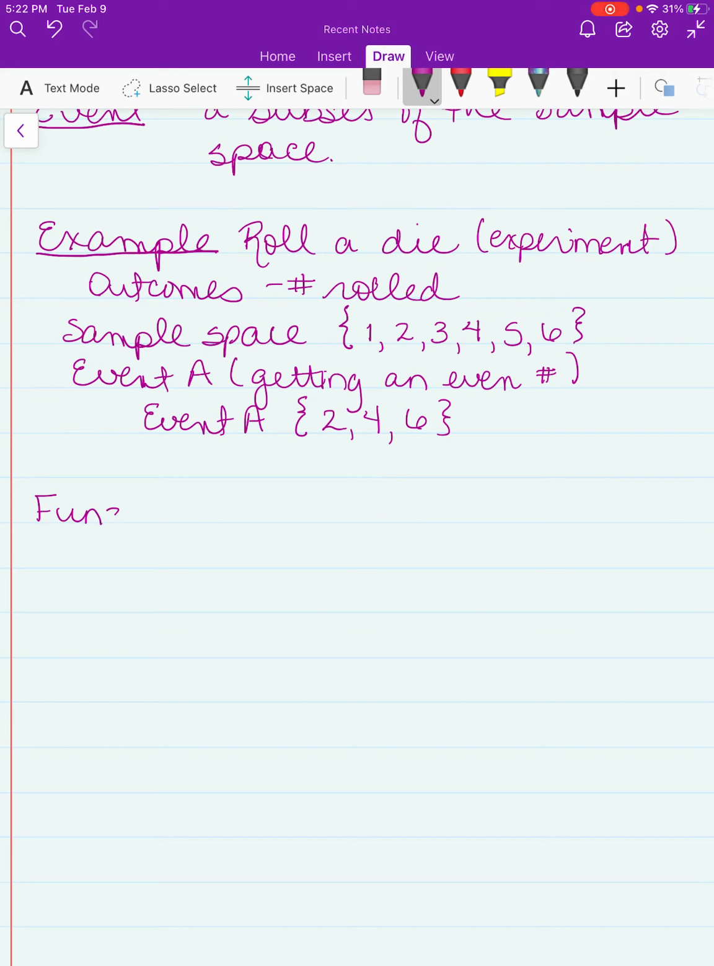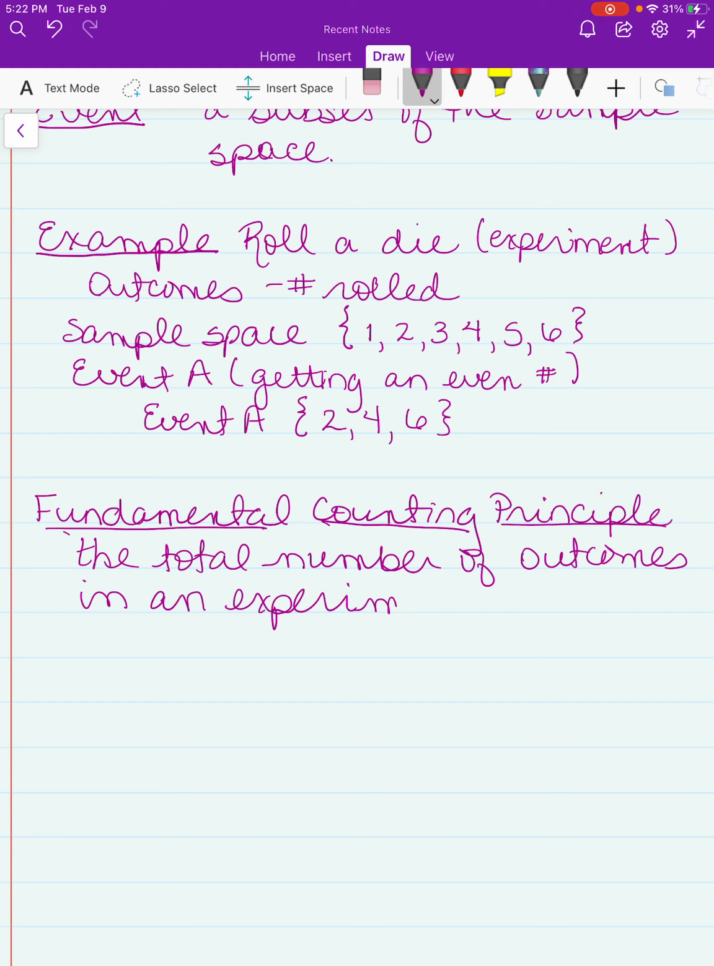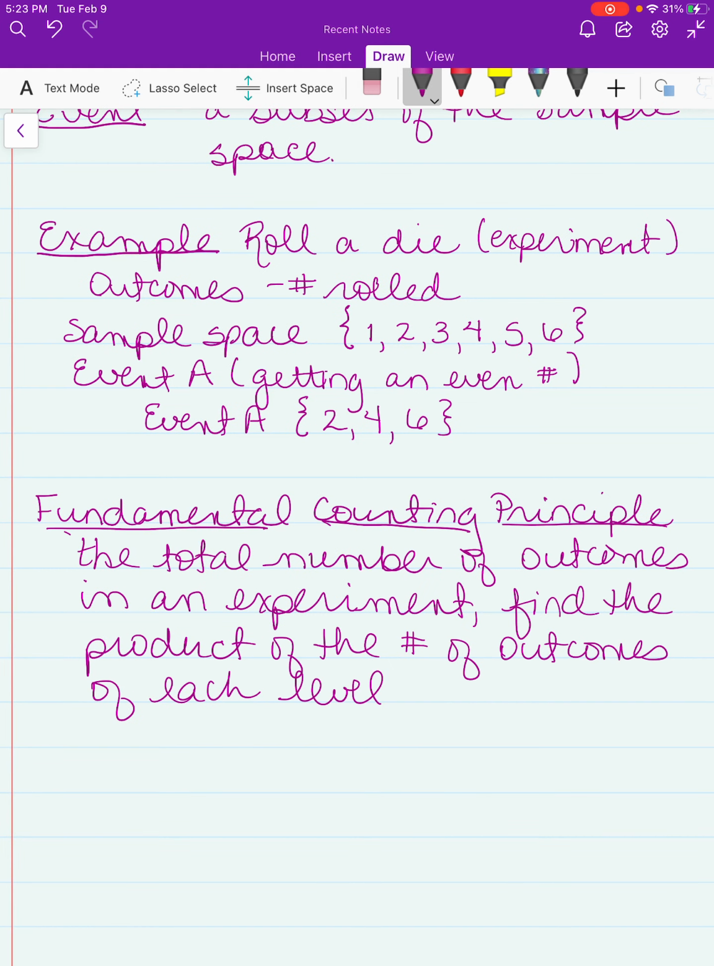There's something called the fundamental counting principle that will help you figure out how many possible outcomes there are in a sample space. And the way that you do that is to get the total number of outcomes in an experiment. Find the product of the number of outcomes of each level of the experiment.